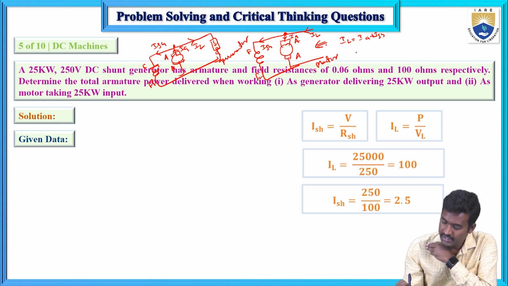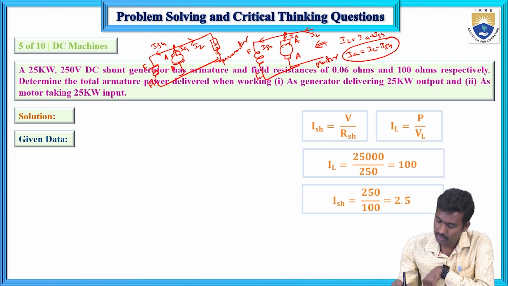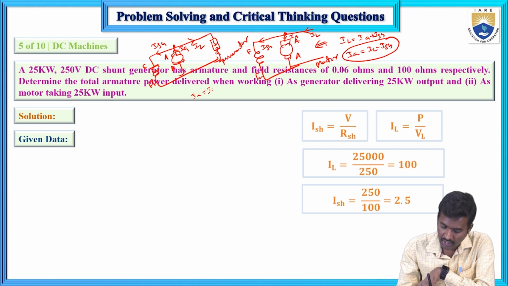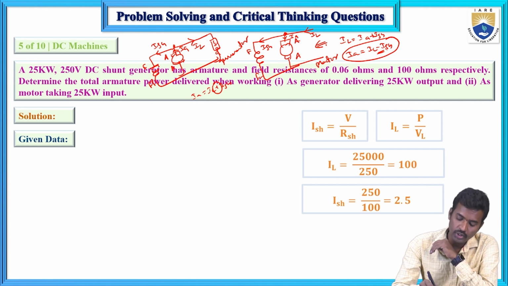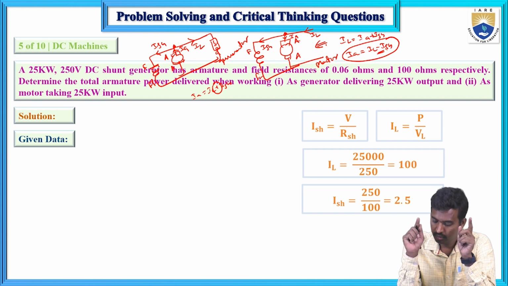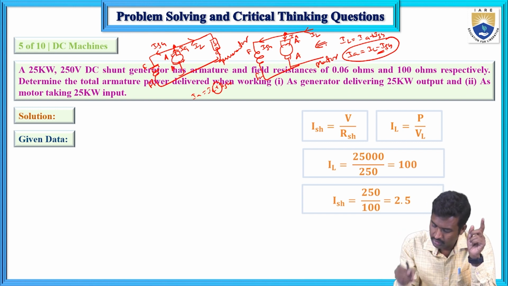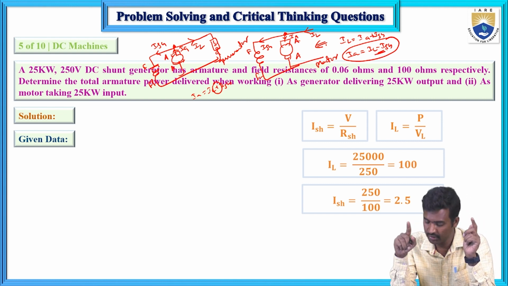Now here IL equals IA plus ISH. So IA equals IL minus ISH. Here you need to know about this plus sign. Here IA equals IL plus ISH: plus for generator and minus for motor. Same thing with the arrow marks, this plus or minus sign. You need to keep it in mind: minus for motor and plus for generator.